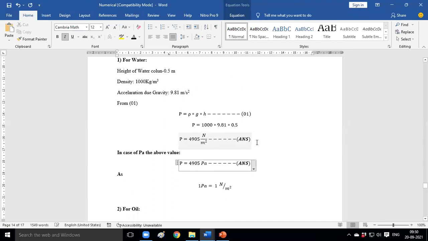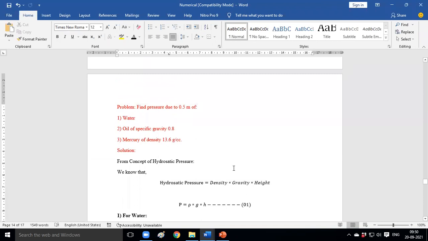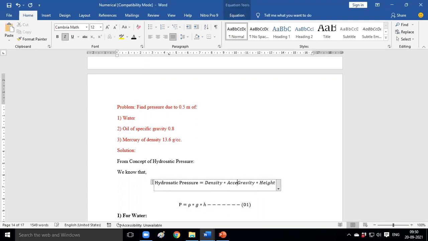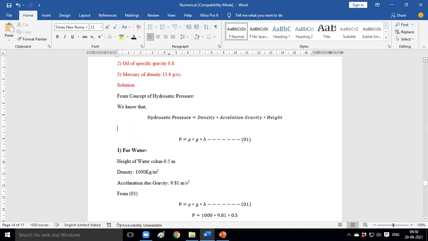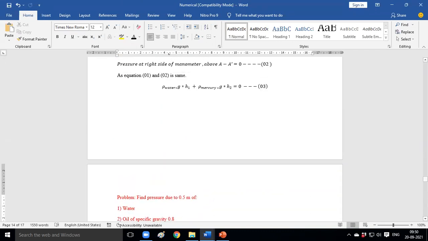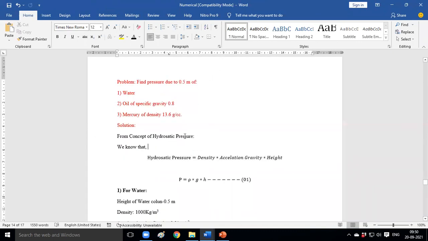This numerical was asked in the university question paper for 6 marks. The numerical is very simple. Just write the common formula: hydrostatic pressure is equal to density into acceleration due to gravity multiplied by height. In terms of notation, P is equal to rho gh. And we need to convert the unit if required. You must convert the values into the SI system.